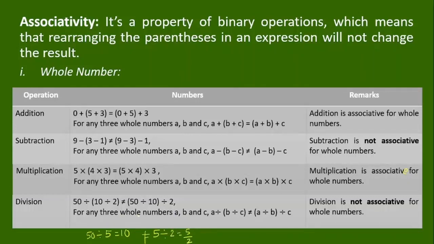So for any three whole numbers A, B and C, A divided by (B divided by C) is not equal to (A divided by B) divided by C. So that means division is not associative for whole numbers. Okay, so finally we conclude that the addition and multiplication operations are associative for whole numbers, but subtraction and division operations are not associative for whole numbers. Now let's move on to integers.